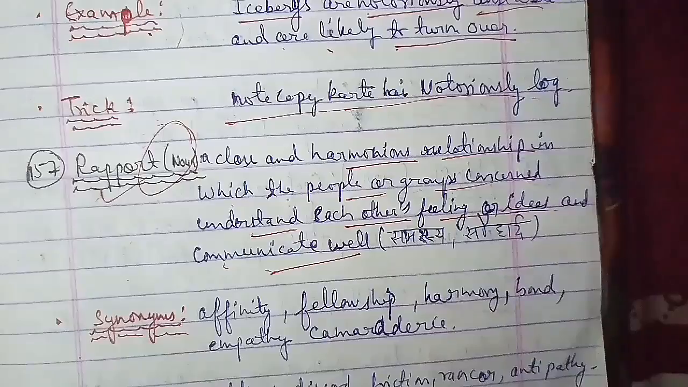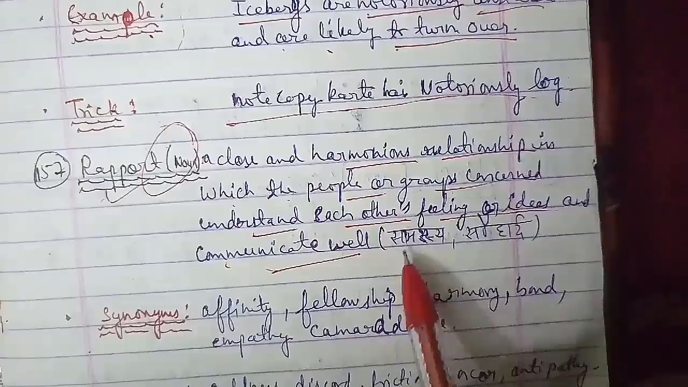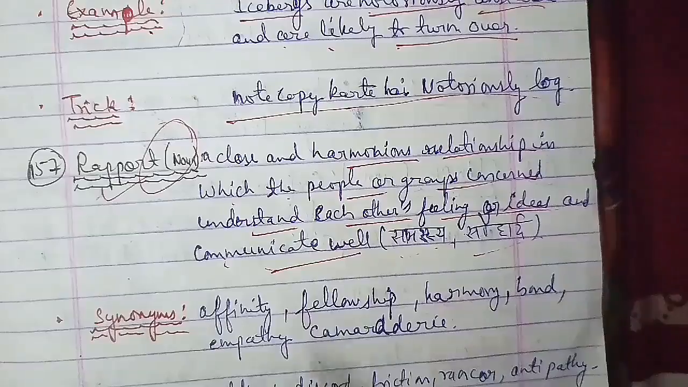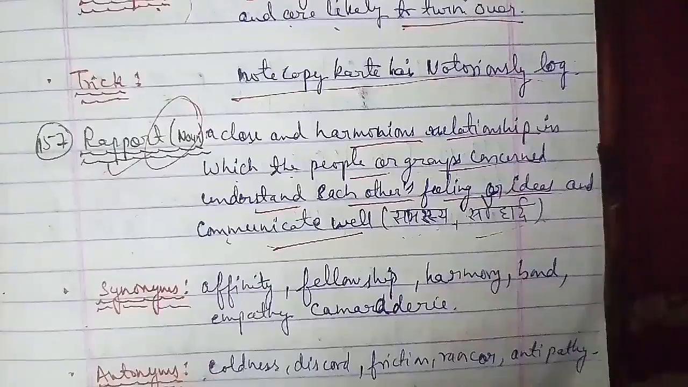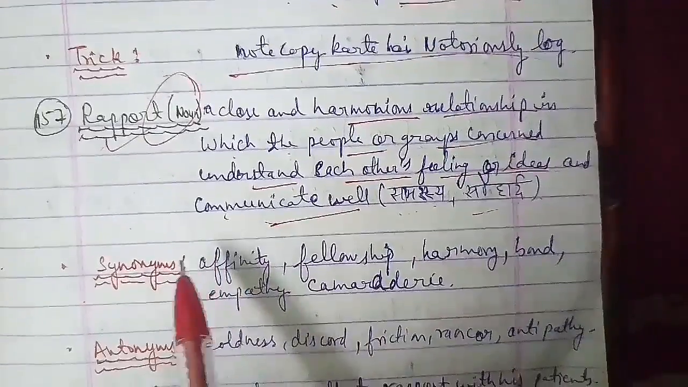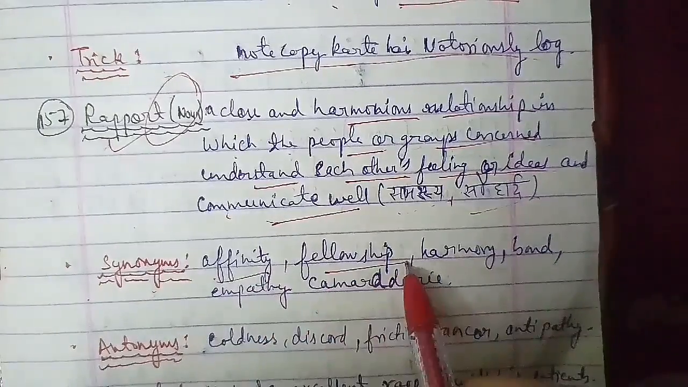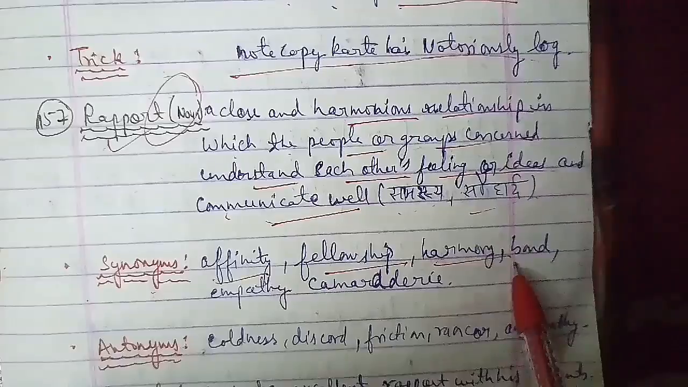The synonyms of rapport here are affinity, fellowship, harmony, bond, empathy, camaraderie. Now moving on, the antonyms of rapport are coldness, discord, friction, rancour, antipathy.